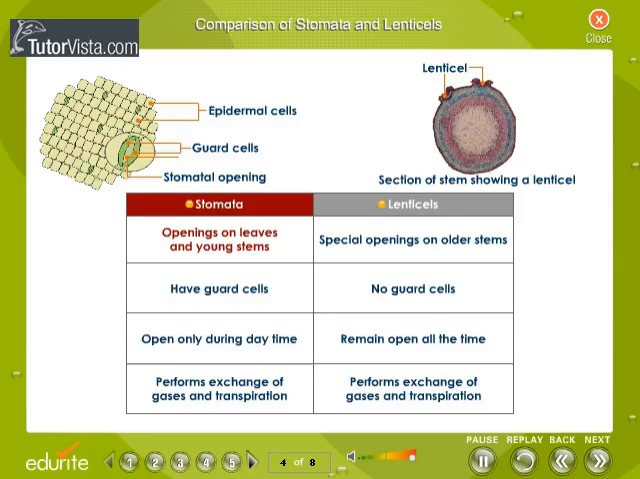Stomata are found in young stems and leaves, whereas lenticels are found in older stems. Guard cells are present in stomata, whereas they are absent in lenticels. Stomata are open during the daytime, whereas lenticels remain open all the time. Both stomata and lenticels perform exchange of gases and transpiration.